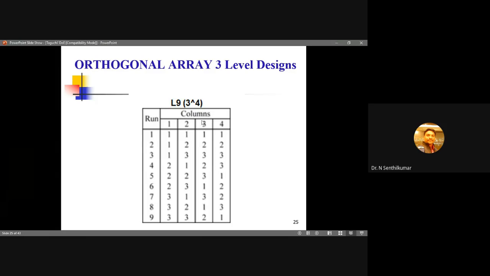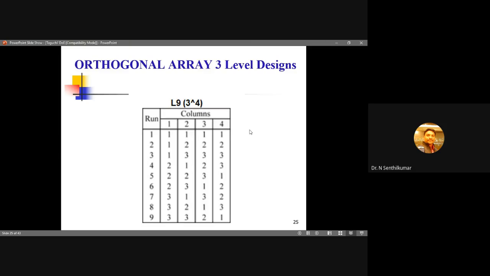So you can ask a question here. Instead of 4 factors, I have only 3 factors. How are we going to select this array? Just omit the 4th column, then it becomes L9 for 3 levels. No, I have only 2 variables. I don't have a 3rd and 4th variable. Then what to do? Eliminate or delete the 3rd column and the 4th column. You will get only 2 columns. Only these 2 columns. So that's the design.